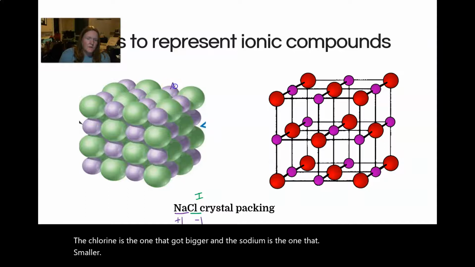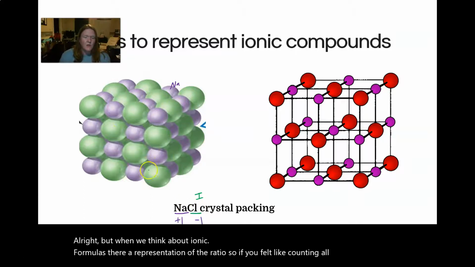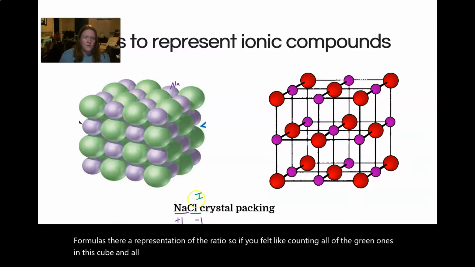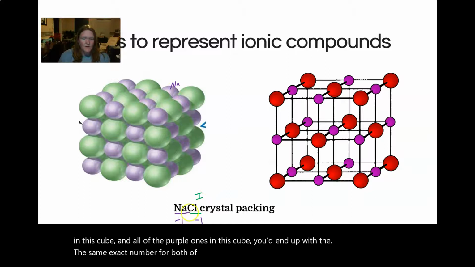So anyways, this is a sodium. That's a chlorine. All right, but when we think about ionic formulas, they're a representation of the ratio. So if you felt like counting all of the green ones in this cube and all of the purple ones in this cube, you'd end up with the same exact number for both of them. Okay, and that's what you're showing. This is the empirical formula of an ionic solid.